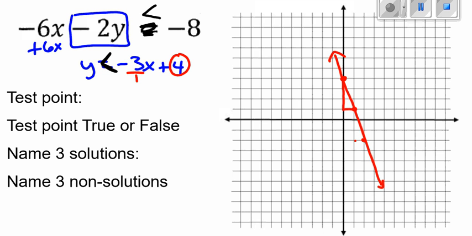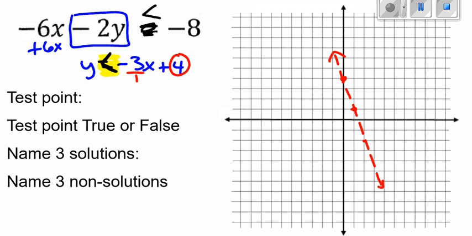Okay, so you're probably noticing that I made a mistake. Did you catch my mistake? My mistake is this is a less than sign. It does not have an equal to sign underneath it, so my line should actually not be a solid line. My line needs to be a dashed line. So I'm going to go ahead and fix that. Okay, so since I have it less than, it has to be dashed.